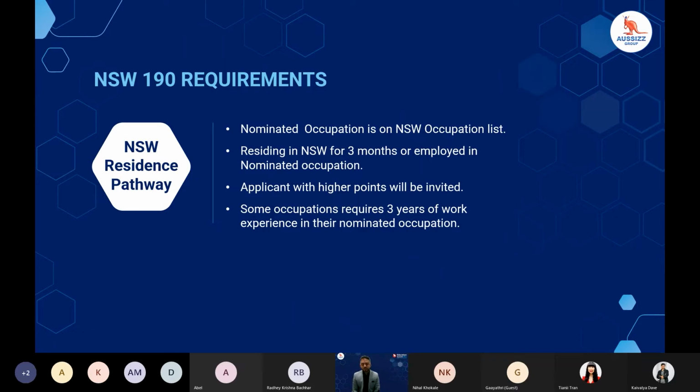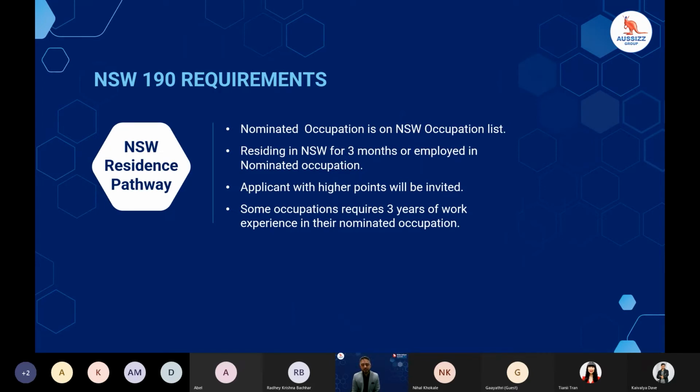Applicants with higher points generally get invited first, and NSW ranks candidates based on their occupation, their number of years of work experience, their points, their English language ability, etc. Some occupations require 3 years of work experience in their nominated occupation. Most of the ICT occupations require 3 years of work experience in the field, except a couple of them, which are web developer and multimedia specialist. So if you don't have 3 years of work experience, I would generally recommend getting your skills assessed under these two occupations so that you can also qualify for New South Wales state nomination for 190.